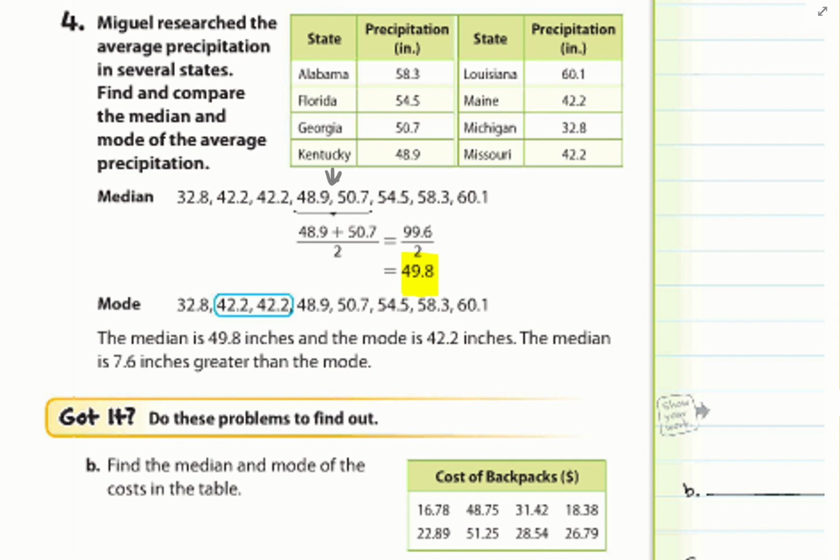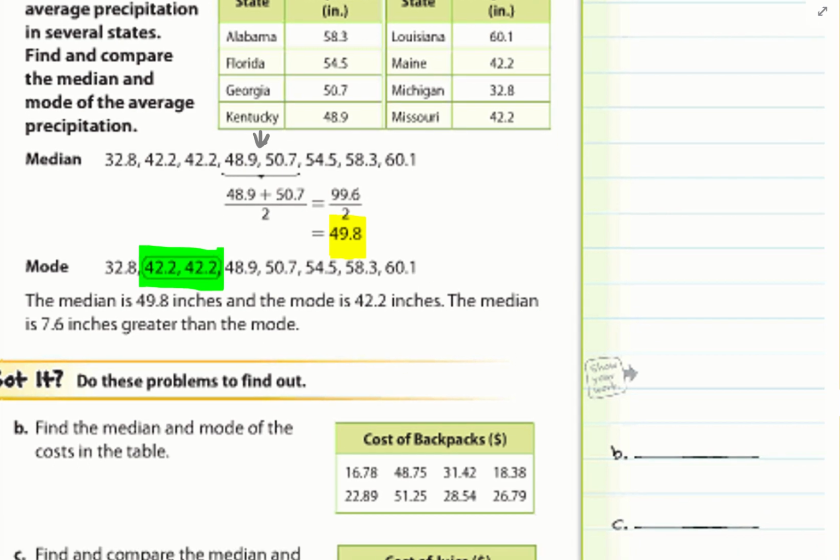Now the mode is the number that appears the most, so our mode is going to be 42 and 2 tenths. The last thing is to find and compare the numbers. So my median is 49 and 8 tenths, and my mode is 42 and 2 tenths. If I'm comparing the numbers, if I subtract them, my median is 7 and 6 tenths greater than my mode.